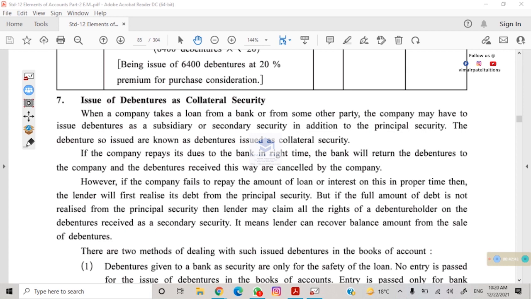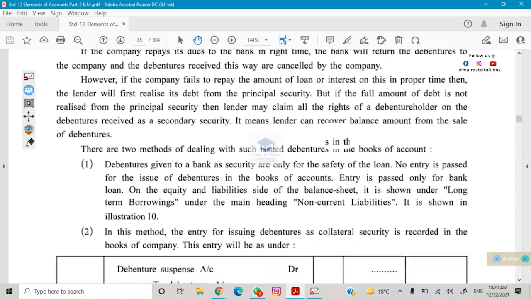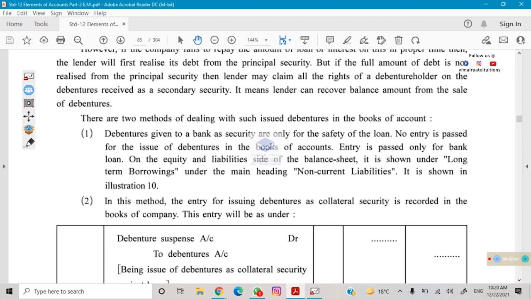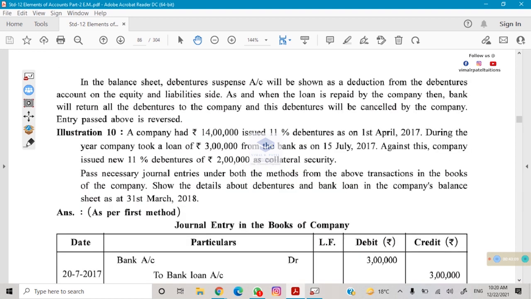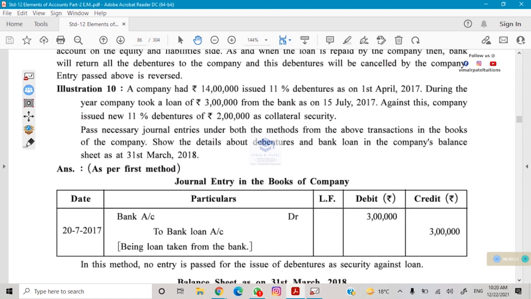So now how accounting effect will be given. There are two methods. Debentures given to bank as a collateral security are only for the safety of loan, so no entry will be passed. Only in the balance sheet it will be shown as long term borrowing under the main heading non-current liability. It will be specified that debenture issued as collateral security. And second method is you have to write entry, that is debenture suspense account debited to debenture. So in exam you have to specify both, as per first method and as per second method.